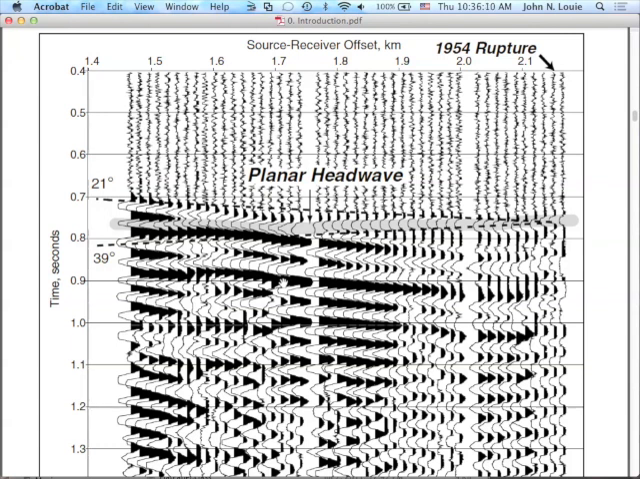Now, what's the weirdest thing about this record that you can see? There's something really strange about this shot record. Travis, pipe in if you have any ideas.